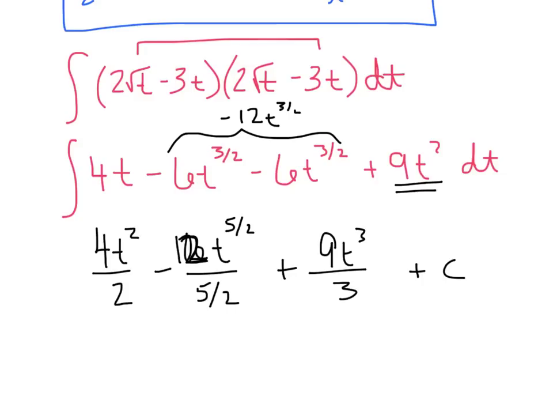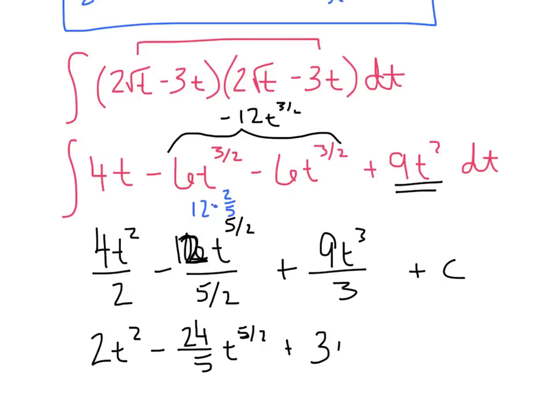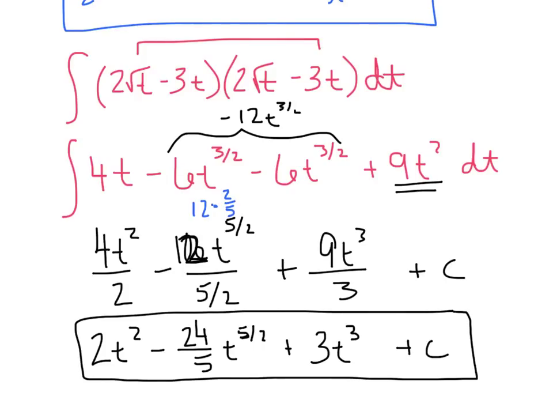And just a little bit of cleanup, let's go 2t squared. Now here's a catch here. If I want to do 12 and I want to divide by 5 halves, I'm really multiplying by 2/5, and that's going to give me 24/5. So minus 24/5 t to the 5 halves, plus 3t cubed plus c, and boom, there is my antiderivative or my indefinite integral answer. It's a function. It's created a family of functions. We do call this a general solution, just to recall from earlier. And ladies and gentlemen, I think you're ready to rock and roll tomorrow. So good luck, and we'll see you.